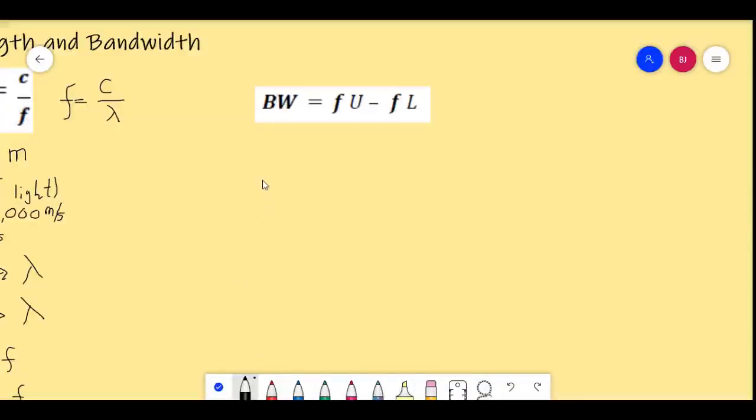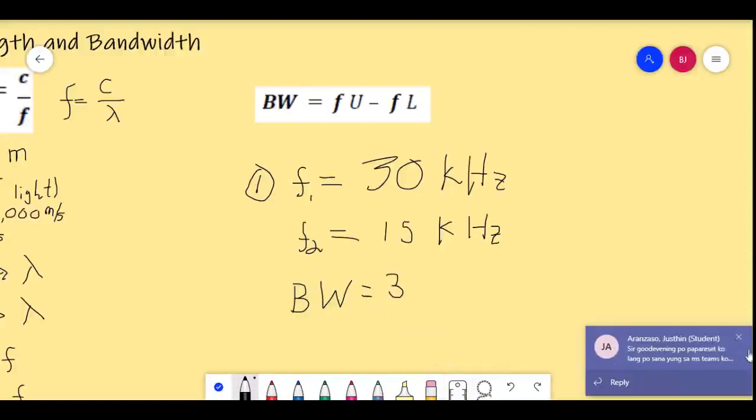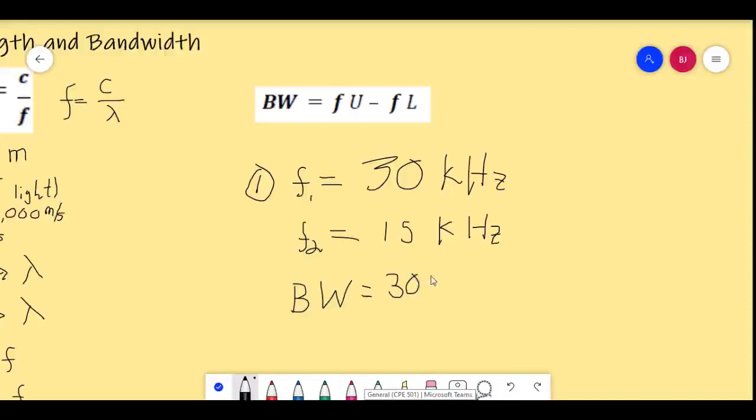I'll just give a few examples, just give two. So let's say we have two frequencies. F1 would be 30 kilohertz, and the other one, F2, is 15 kilohertz. So it's just as easy as that: bandwidth is just the higher, 30 kilohertz, minus 15 kilohertz. Okay.